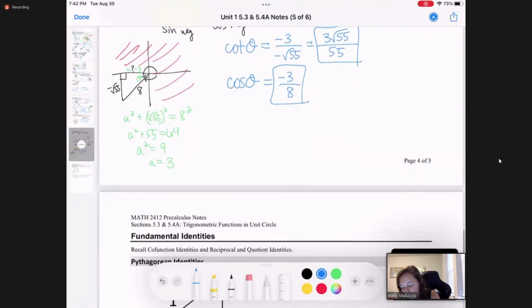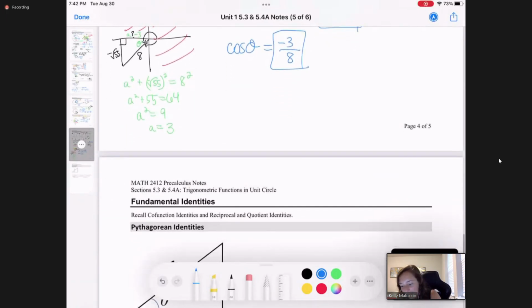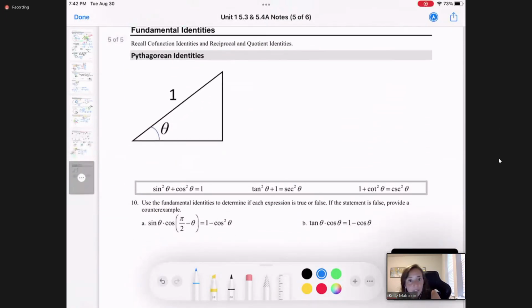So back to our identities, our Pythagorean identities. I'm pausing in case people need this page, but okay. So back to our Pythagorean identities. We think of the Pythagorean theorem.